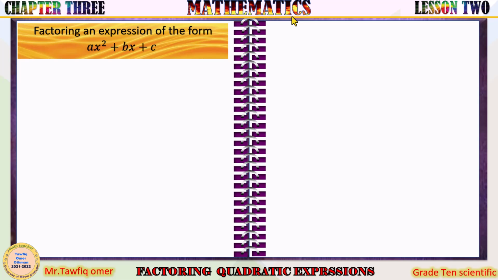Factoring an expression of the form ax squared plus bx plus c. Let us take some examples. The first one, we have x squared plus 7x plus 10. First of all, open two brackets.